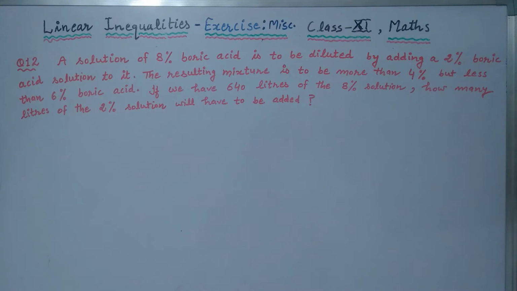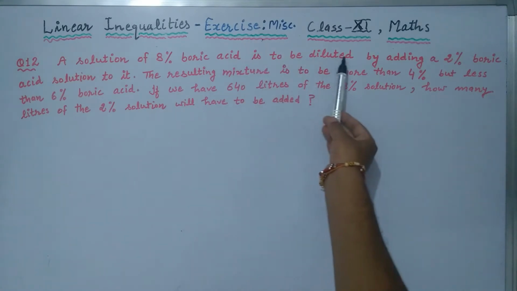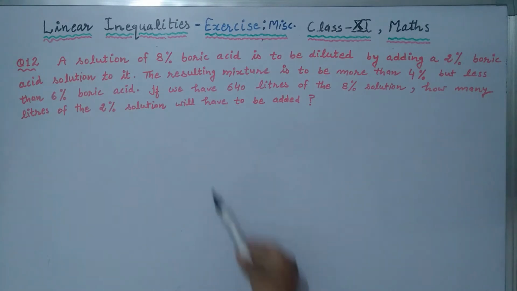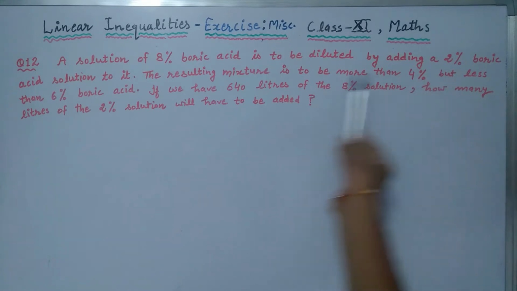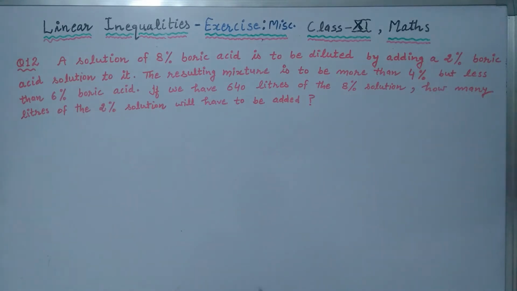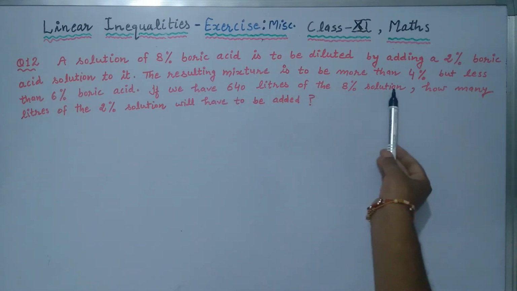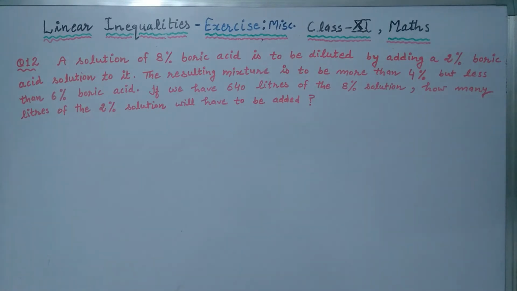Coming to question number 12 of the exercise, this question is very important from the examination point of view. What is the statement of the question? A solution of 8% boric acid is to be diluted by adding a 2% boric acid solution to it. The resulting mixture is to be more than 4% but less than 6% boric acid. If we have 640 liters of the 8% solution, how many liters of the 2% solution will have to be added? This is the question.